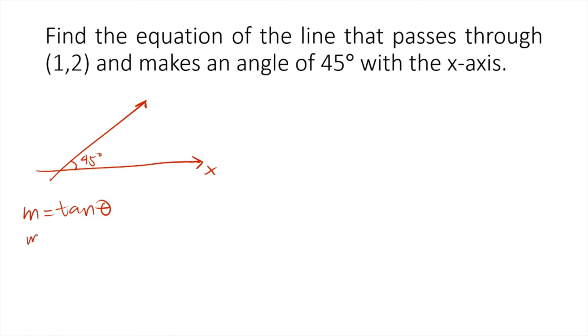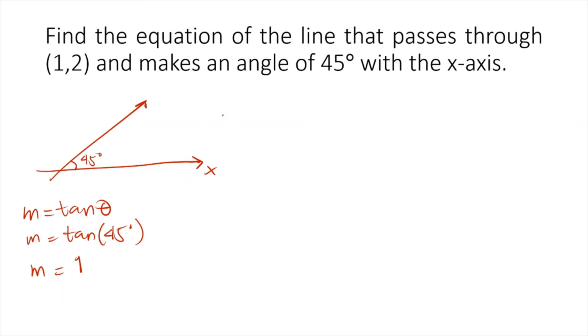So if we plug in 45 degrees, which is a special angle, tangent 45 means you have to take the ratio between sine 45 and cosine 45. For a 45-degree angle in the unit circle, the sine value is the same as the cosine value, therefore the ratio is equal to 1, right? Or tangent 45 is equal to 1. So the slope is equal to 1.